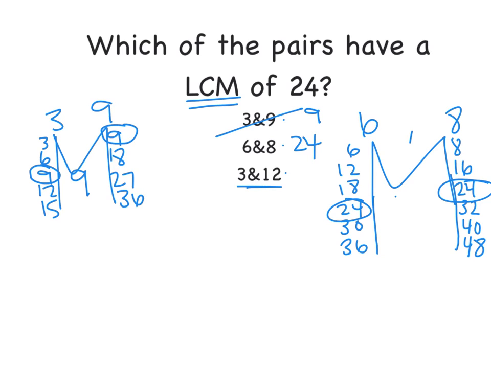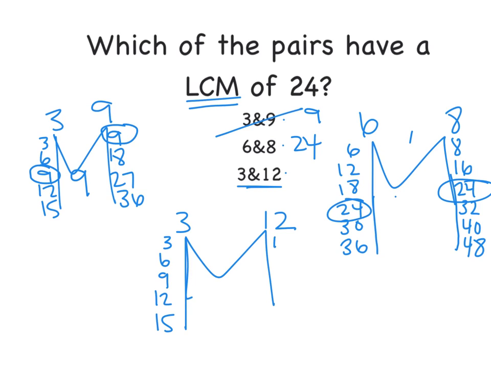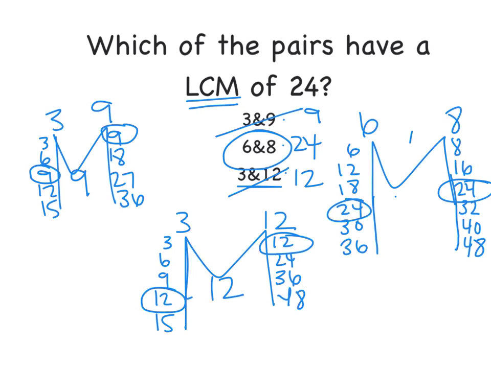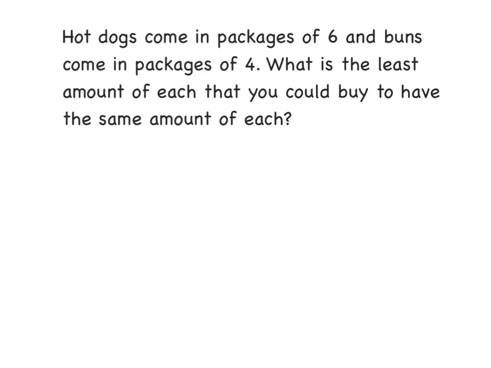I'm going to check and make sure it's not this last answer, though, just to be sure. That's a good test-taking strategy. Multiples of 3 are 3, 6, 9, 12, 15. Multiples of 12 are 12, 24, 36, 48. Let's circle what they have in common. All I see is 12, so their least common multiple is 12. So I'm correct in saying that one is not right, and the pair that has an LCM of 24 is 6 and 8.